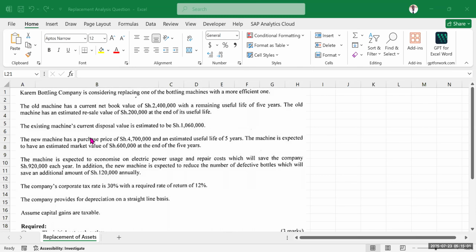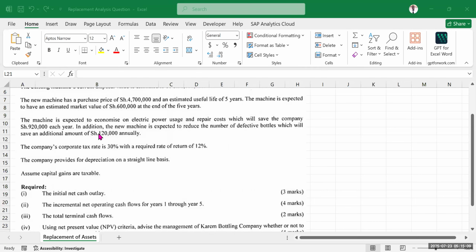The existing machine's current disposal value is estimated to be 1,060,000. The new machine has a purchase price of 4.7 million and an estimated useful life of 5 years. The machine is expected to have an estimated market value of 600,000 at the end of the 5 years.